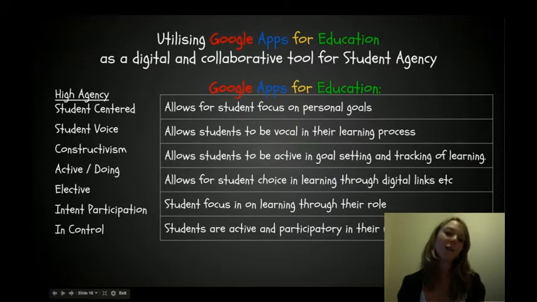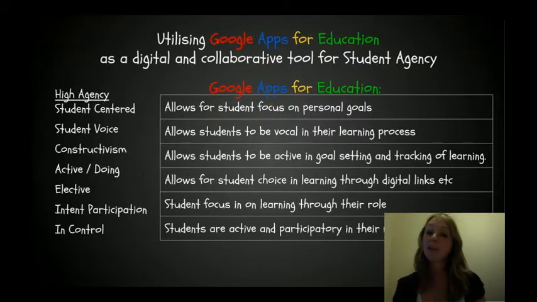If we have a look at Google Apps for Education in terms of these things, it's student-centred because it allows student focus on personal goals. This means that we can actually help the students to personalise their learning and to learn how to learn and where to go to find the information that's going to ensure their success.